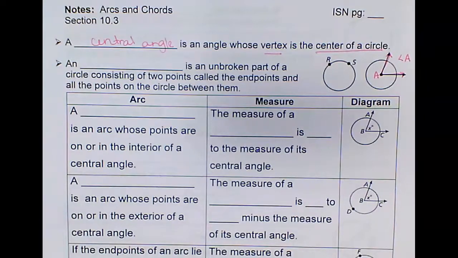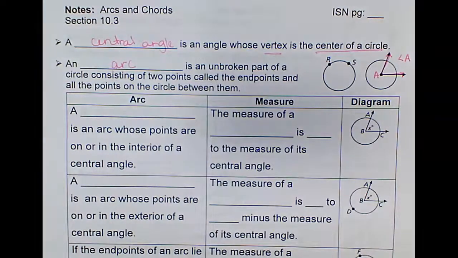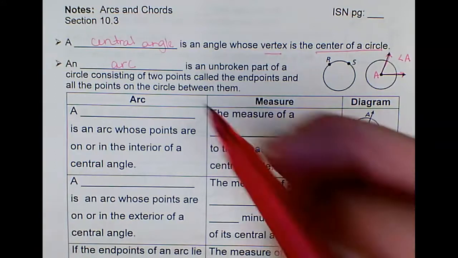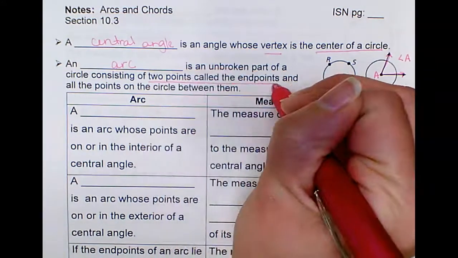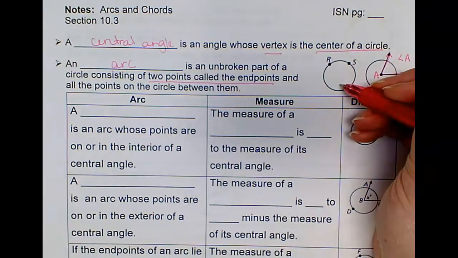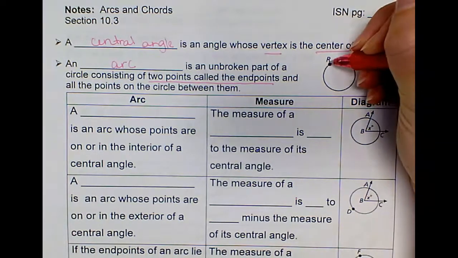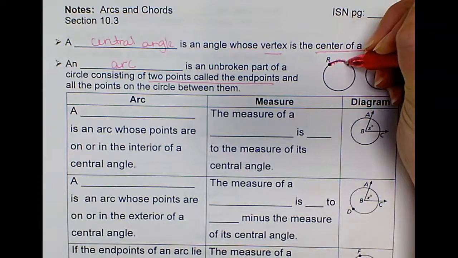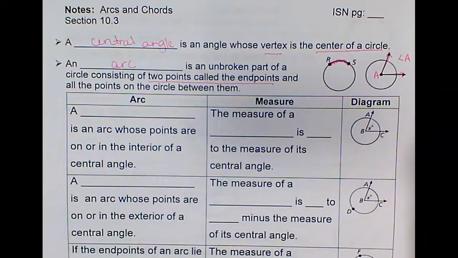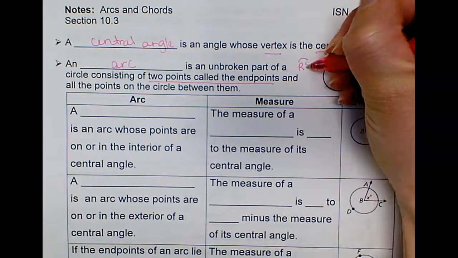That's your central angle. The next word we want to talk about is an arc. An arc is an unbroken part of a circle consisting of 2 points called the endpoints and all the points on the circle between them. And so that corresponds to this figure right here. We have endpoints R and S and the points between them here. And all together, those things create an arc. And we call this arc RS.